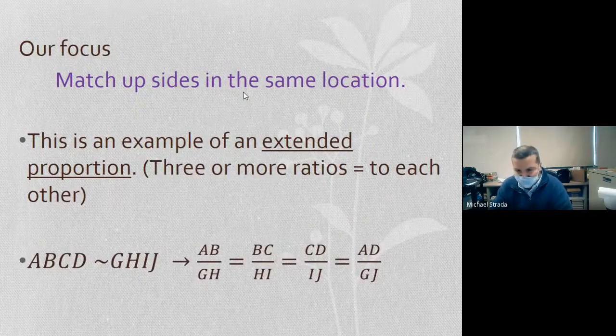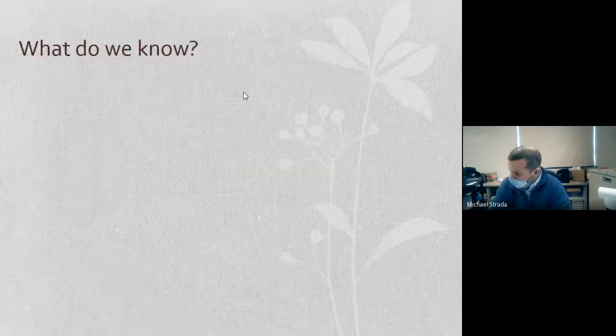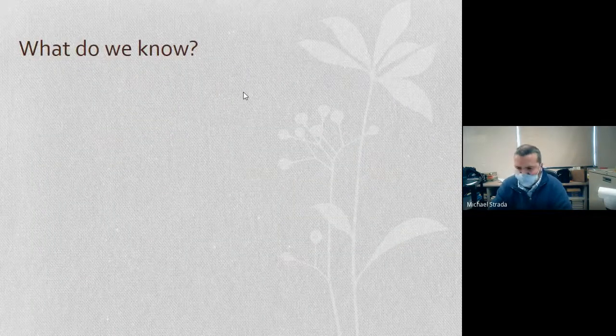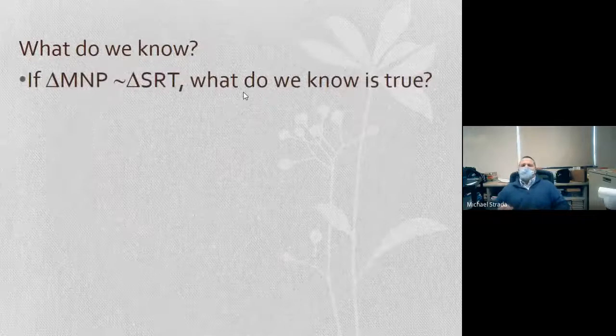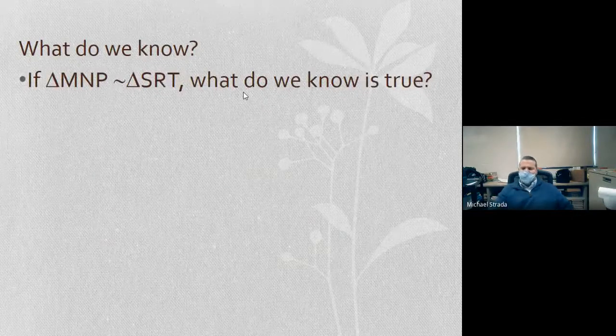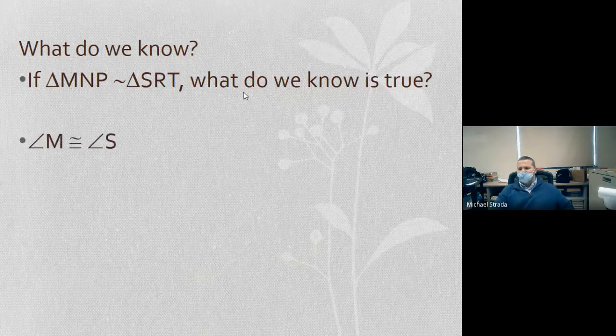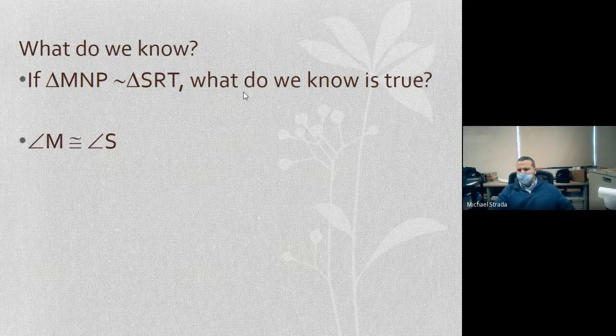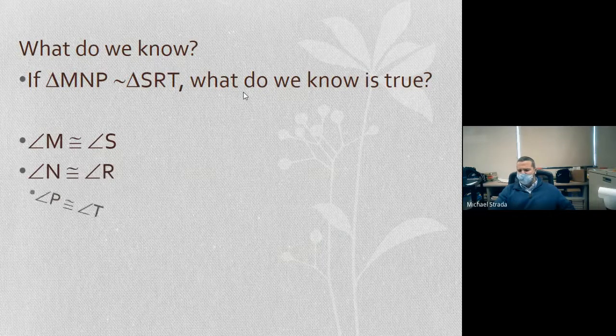All right. So being able to identify, what do we know if they tell us triangle MNP is congruent to triangle SRT? What do we know is true? Number one, angle M is congruent to angle S. Angle N is congruent to angle R, and angle P is congruent to angle T.